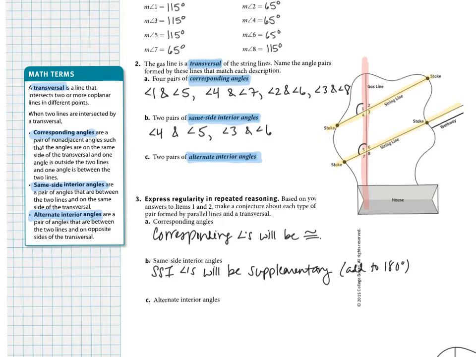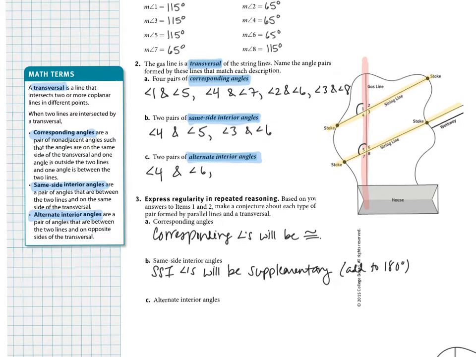So let's start looking at this. We want a pair of angles that are between the two lines. So they're between the two lines here, but they're on opposite sides of the transversal. So one's on the left and one's on the right. Okay, so looking at this, let's say I look at angle 4. It would pair up with angle 6 because they're inside the parallel lines, but on opposite sides of the transversal. So I'm going to go ahead and write down angle 4 and angle 6.